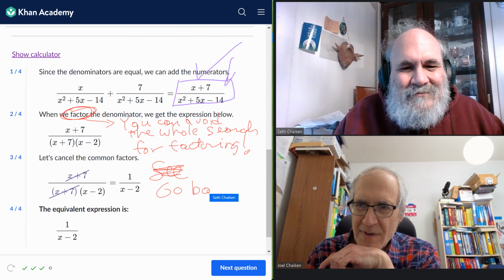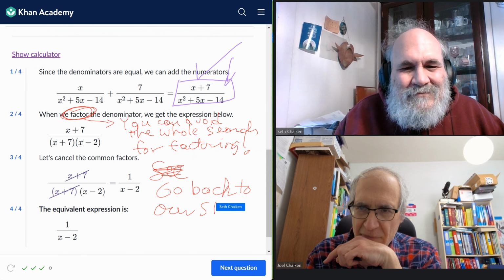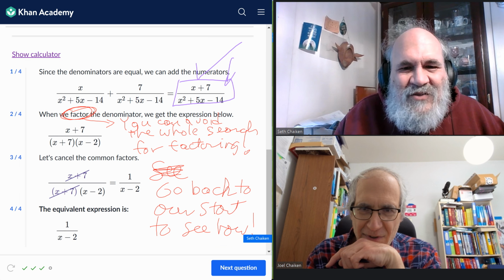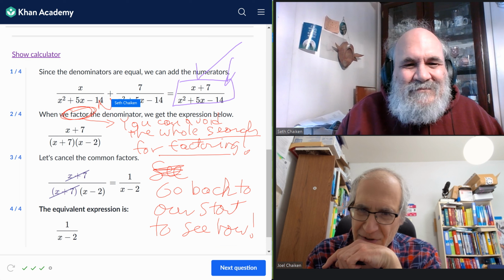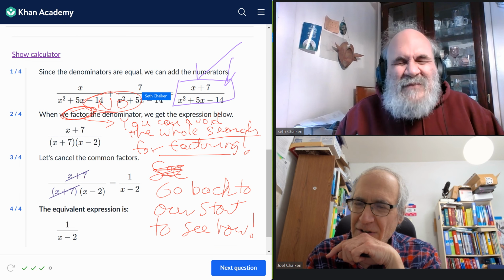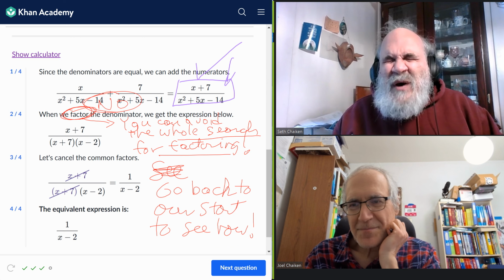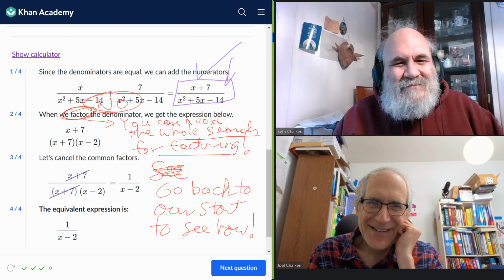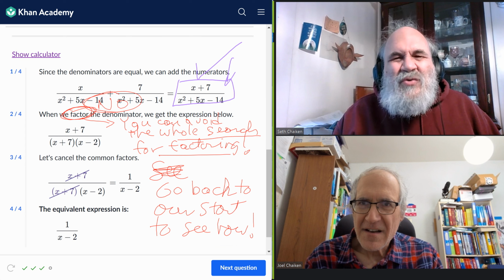And x can't be 3? Anyway, they said x can't be 3. You can avoid the whole search for factoring. You don't have to bother factoring to answer this question, because they give you the answer. They've already factored it essentially. But they don't tell you why, and they don't review how to factor. Of course not.